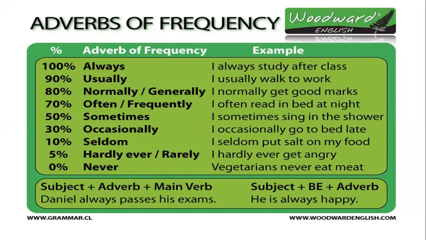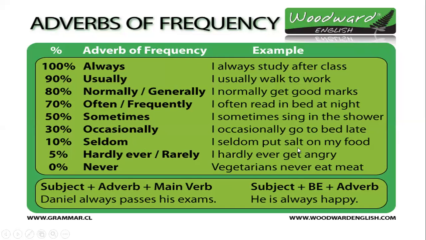100%, I always study after class. 90%, I usually walk to work. 80%, I normally or generally, we said that those are synonyms. I normally or I generally get good marks. 70%, I often or frequently read in bed at night. 50%, I sometimes sing in a shower. 30%, occasionally. I occasionally go to bed late.